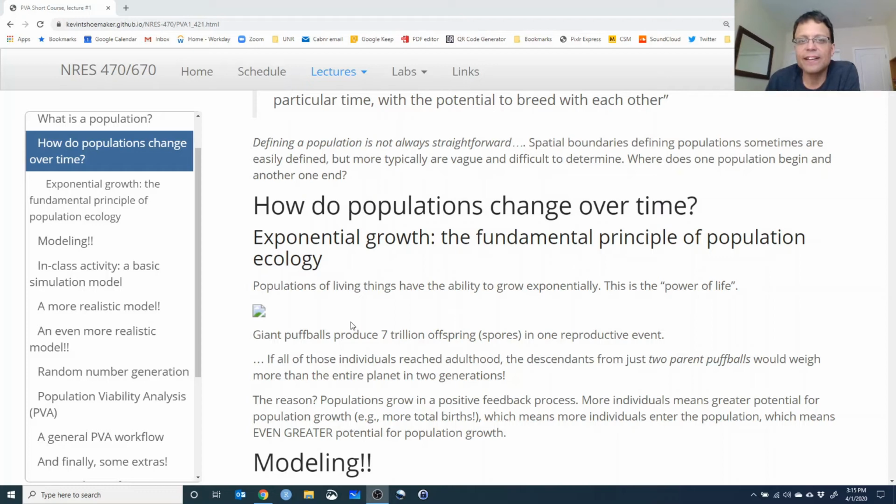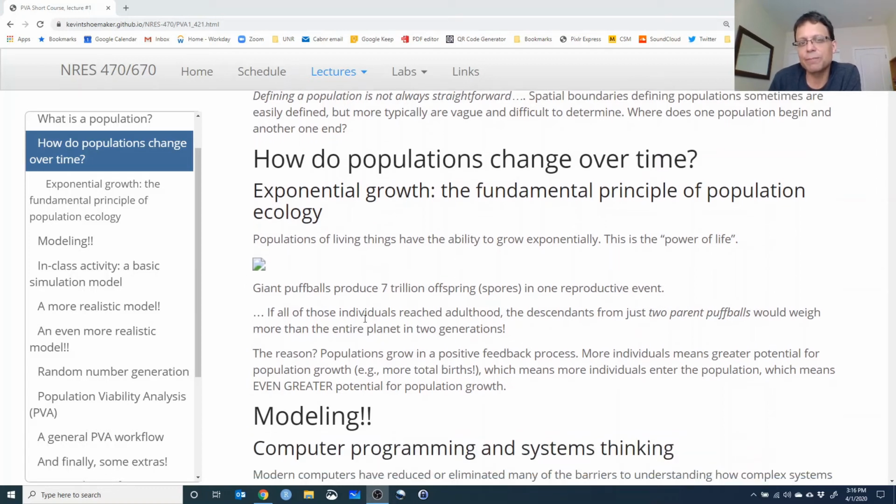Now, this is a kind of interesting example because puffballs have a very unique life history. They can produce 7 trillion offspring in one reproductive event. 7 trillion is a very large number. How many zeros is that? Well, you have 6 zeros for a million, 9 zeros for a billion. So we're talking 12 zeros for a trillion. That's a lot of zeros. That's a lot of offspring.